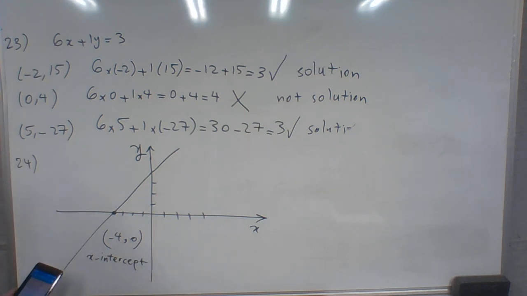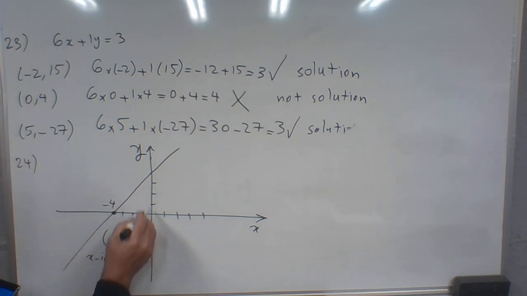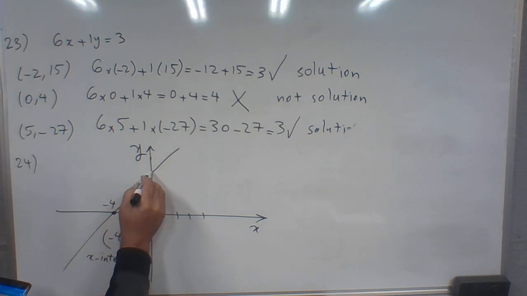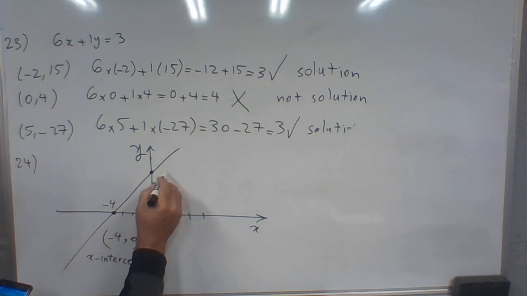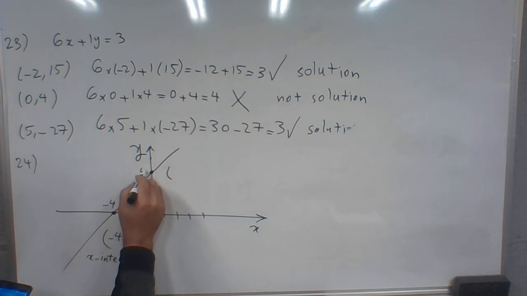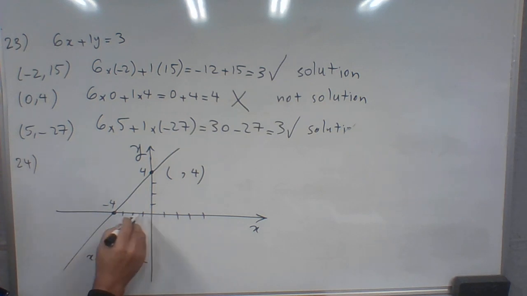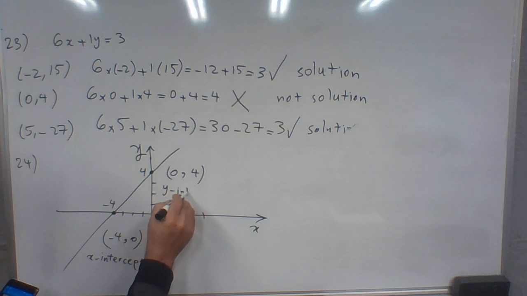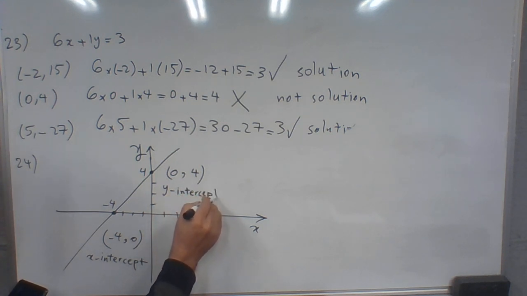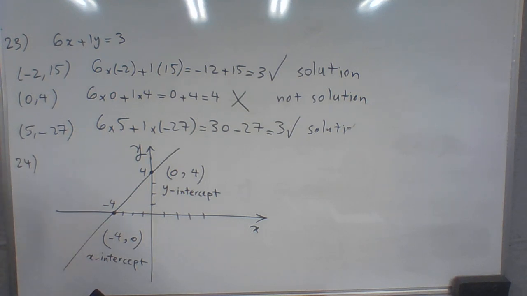And then the y-intercept is where the line passes through the y-axis. So it is 1, 2, 3, 4 in y direction. So this is 4. And then no left or right, so 0. 0 and 4, and this is the y-intercept. Okay, this was problem number 24. Now let's go to problem number 25.